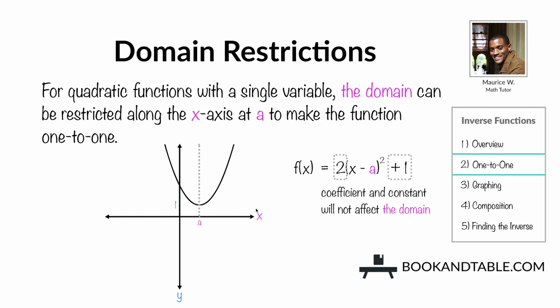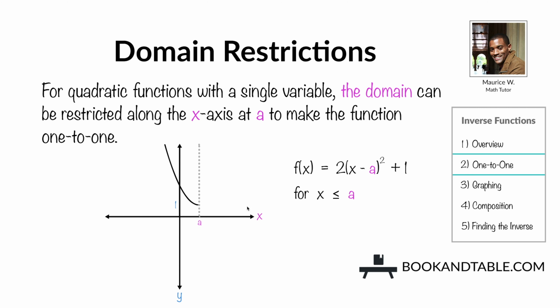A couple things to notice when a function is in vertex form. The coefficient outside of the parentheses and the constant will not affect the domain. So this +1 shifts the function up 1 along the y-axis. So this point here is at 1, since this shifted up 1. And the coefficient affects the width of the parabola, but the line of symmetry does not change. So that is why the coefficient and this shift from the constant do not affect our domain. So keep that in mind.